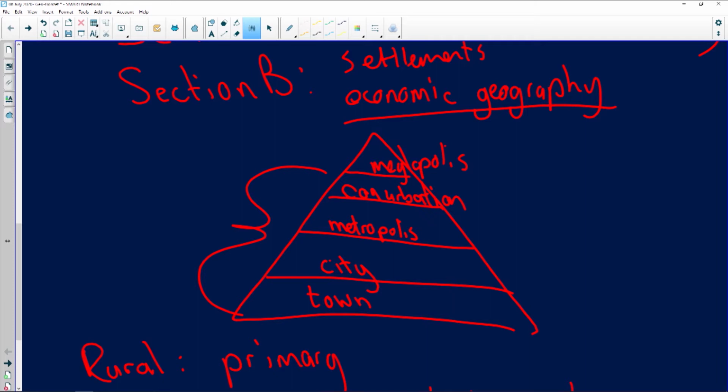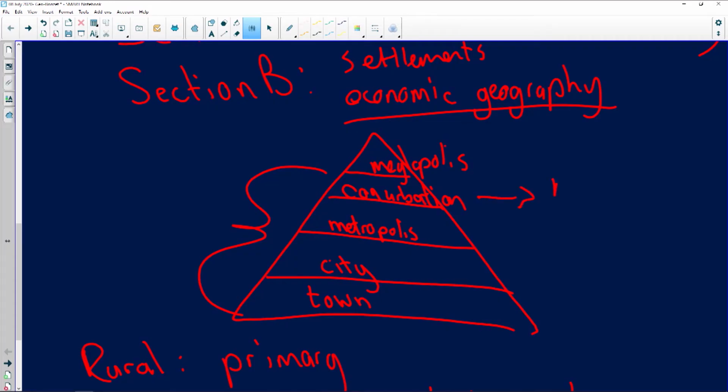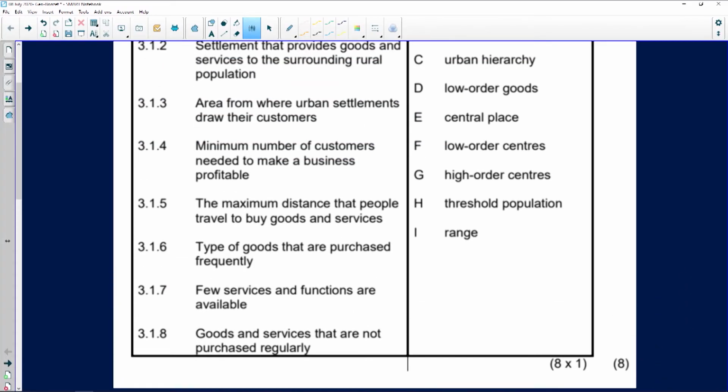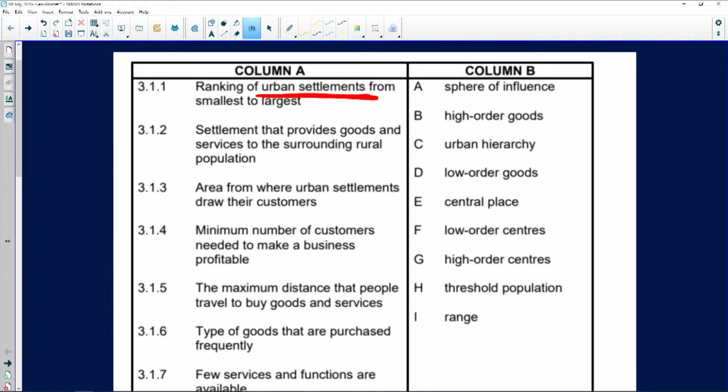It's where, for instance, on the east coast of America, we've got New York City, you have Boston, you have Washington, D.C., major conurbations situated next to each other. The only conurbation we have in South Africa is the PWV: Pretoria, Witwatersrand, Vereeniging. Now, if we quickly have a look at the correct answer for 3.1.1, the ranking of urban settlements from smallest to largest, I'm just going to write the answer right next to the number. The correct answer is going to be C, an urban hierarchy.